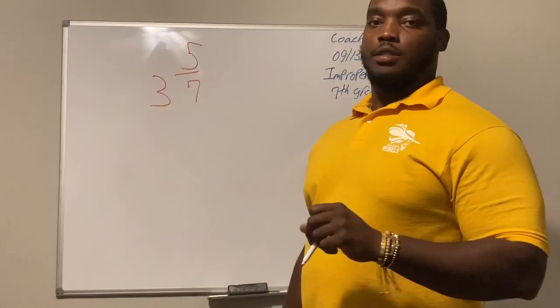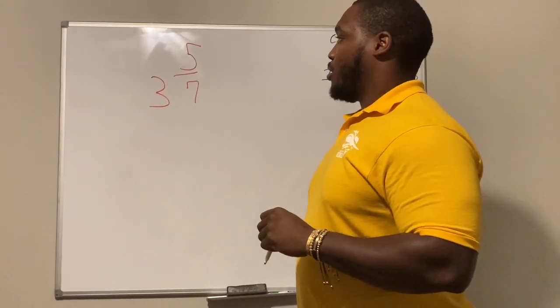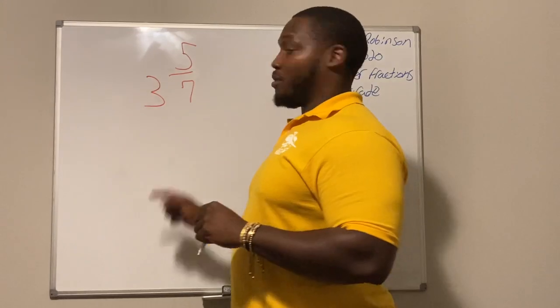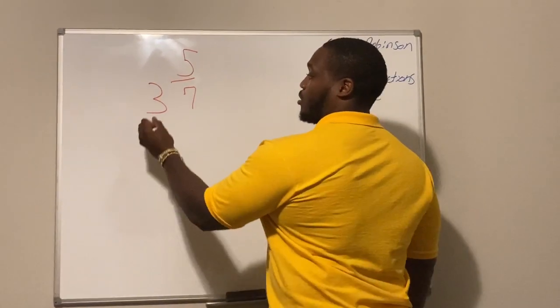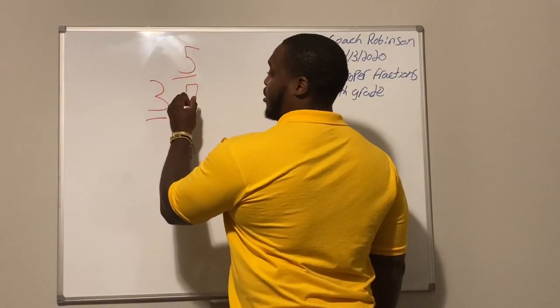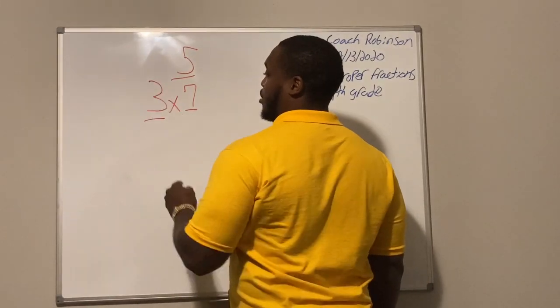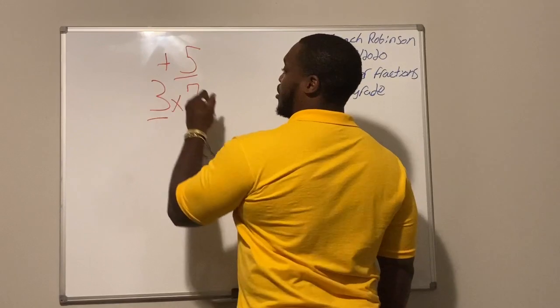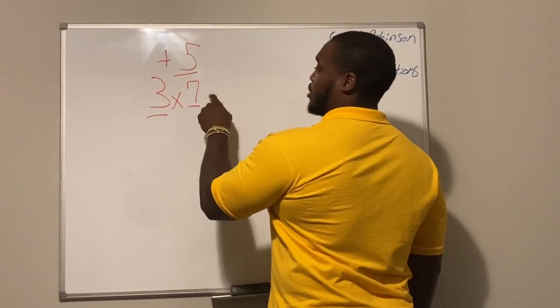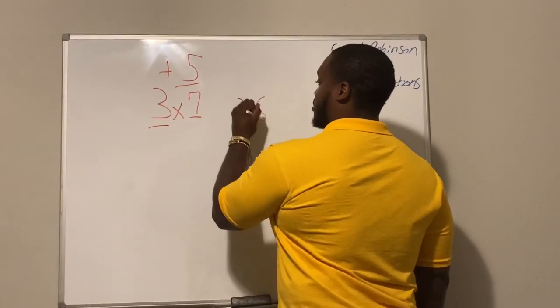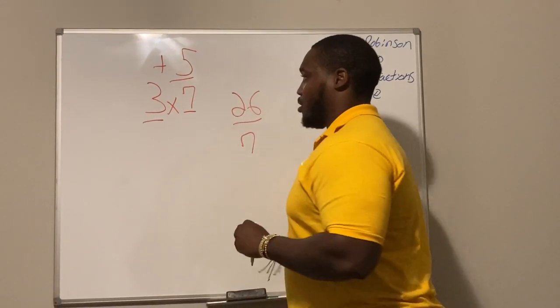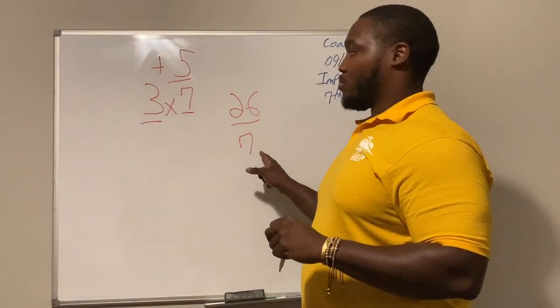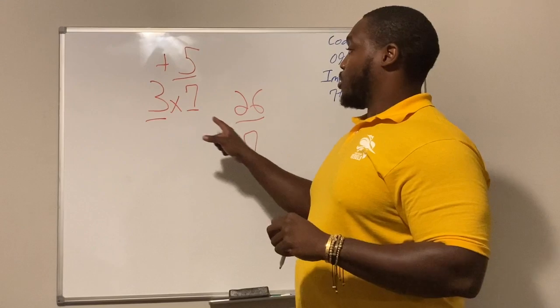So I'm going to show you the example again with a different mixed number. This is 3 5/7. So again, you want to take your whole number and multiply it by the denominator. 3 times 7 is 21, plus 5 is 26. And you want to keep your denominator the same. So 26/7.